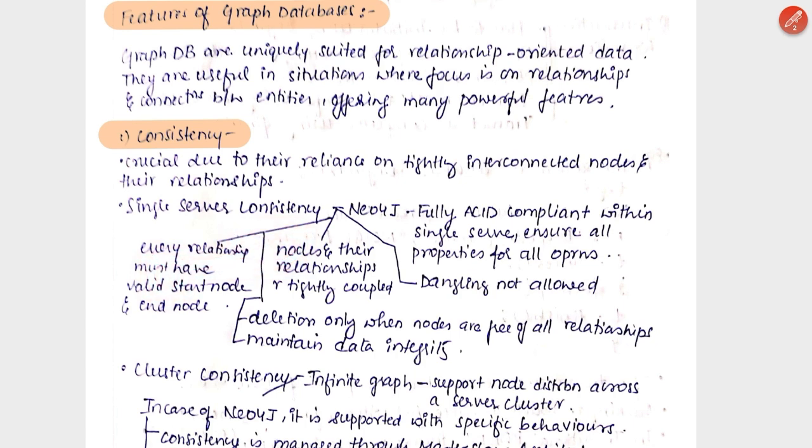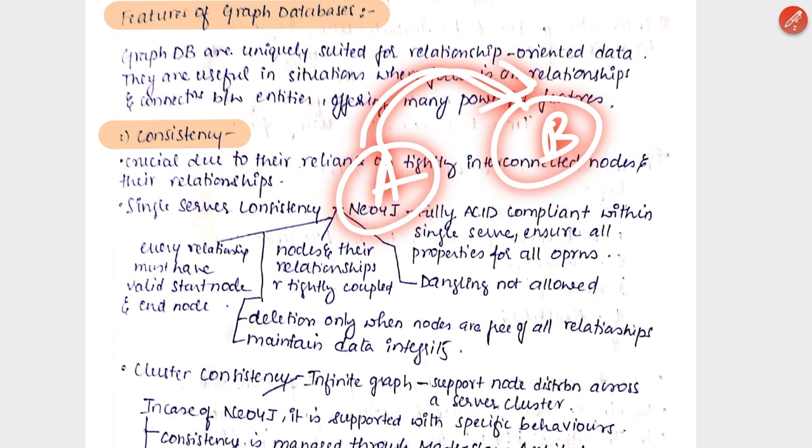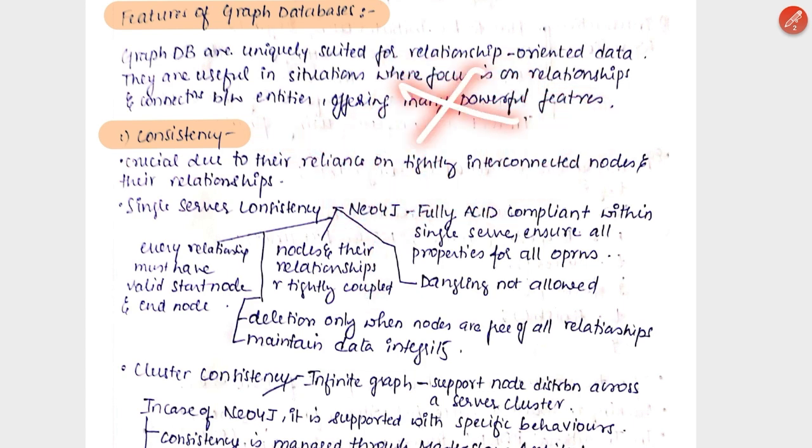So nodes can be deleted only when they are free of all the relationships in order to maintain the data integrity. So suppose let's say A and B, I want to delete A, but then A has a relationship with B. In such conditions, I cannot delete A. Only after removing this relation, I can then delete A in order to maintain the data integrity.